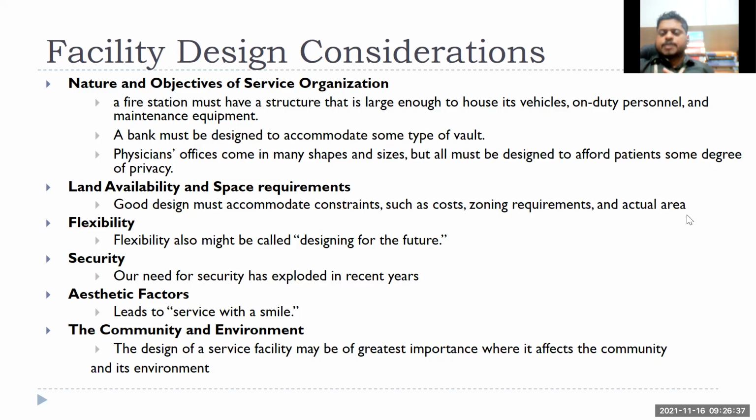Security, in some cases, obviously how secure your location is. ATM locations or restaurants, all those places where customers are coming to you, need to be in a secure location.